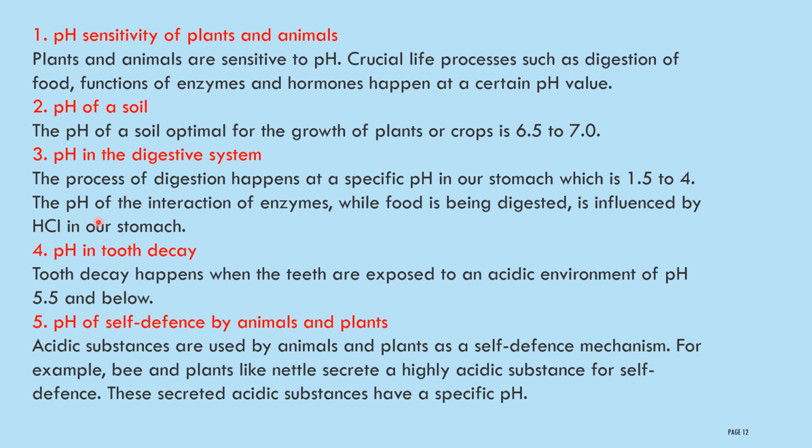The pH of the interaction of enzymes while food is being digested is influenced by HCl in our stomach. Normally in our stomach, hydrochloric acid is there. This hydrochloric acid helps the food to digest very easily. The pH of this hydrochloric acid is between 1.5 and 4.